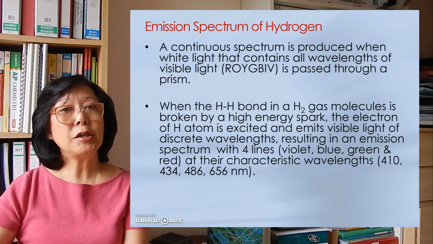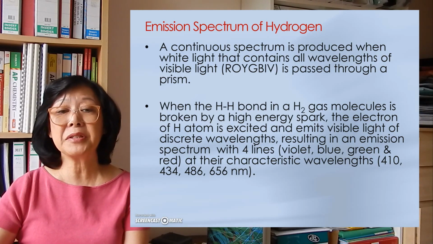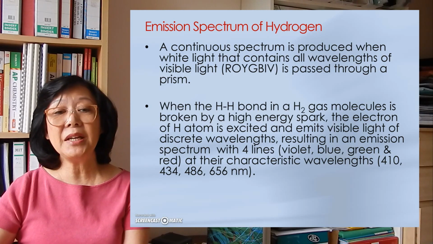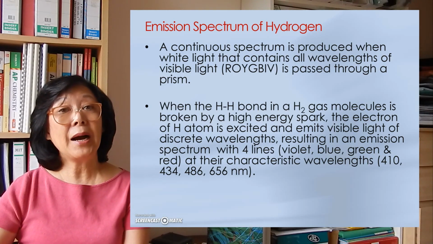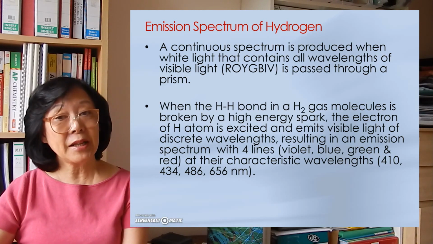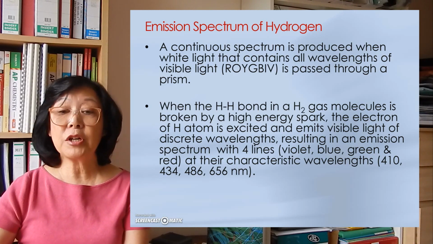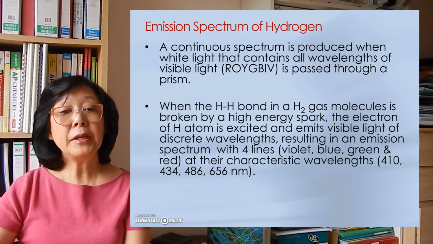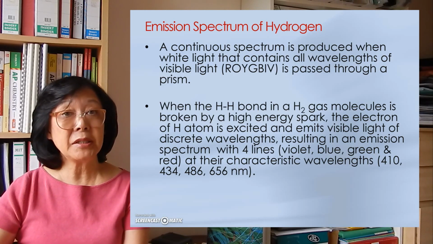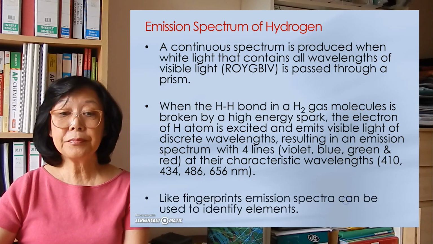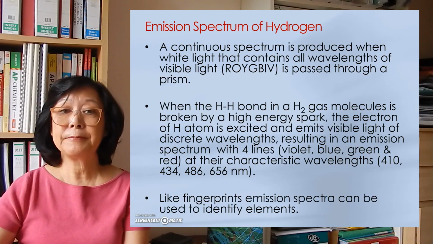However, if we put hydrogen gas in a tube, connect it to a power source and excite it with electricity, the electron of the hydrogen atom will go to a high energy level and then fall back down to a low energy level and give out colored lines, which are violet, blue, green, and red at characteristic wavelengths. Therefore, we see the 4 lines in the hydrogen emission spectrum, and they can be used as fingerprints to identify the element.